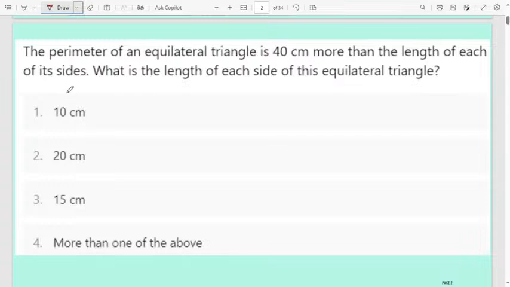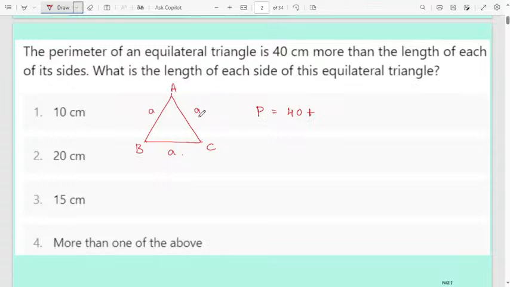See, the perimeter of an equilateral triangle. What is meant by an equilateral triangle? An equilateral triangle means the lengths of all three sides are the same. Consider ABC is an equilateral triangle. The lengths of all three sides should be equal. The question gives the perimeter of the equilateral triangle: it will be equal to 40 centimeter more than the length of each side. Perimeter equals 40 plus the length of each side.